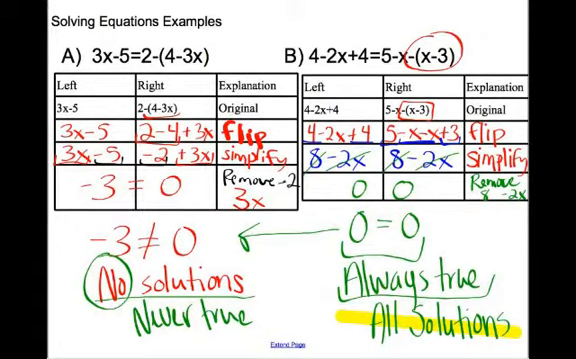On the left, we gave an answer of no solutions because it was never true. So those are the 2 unique situations you're going to be keeping an eye out for. Sometimes you'll get an exact answer and sometimes you'll get these unique solutions.